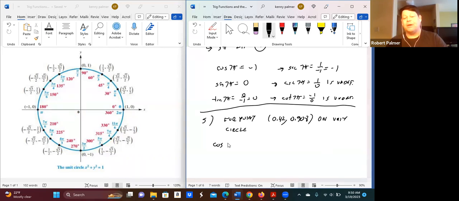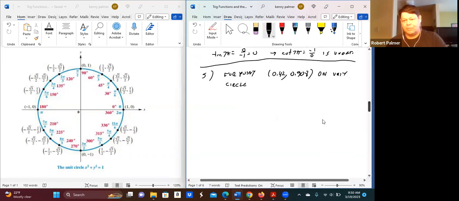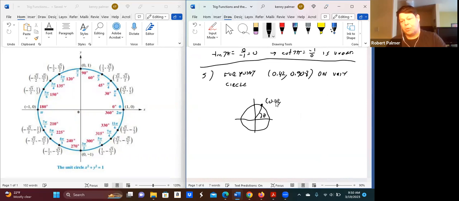So the same way, if this point's on the unit circle, which we saw that it is, now there's some theta. Okay, let me actually draw a picture this time. So this point was about right here, I think. Okay, so there's some theta that goes through. We don't know what the theta is, but we can find the trig functions. So the cosine of theta is going to be the x-coordinate, 0.42. The sine is going to be the y-coordinate, which is 0.908.